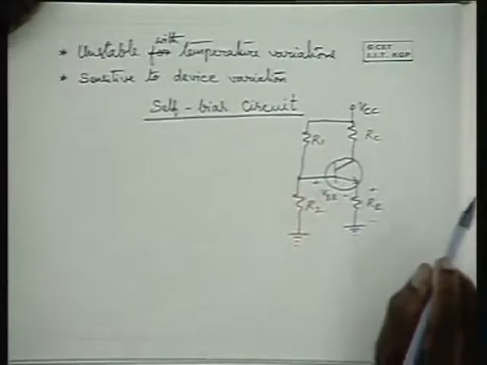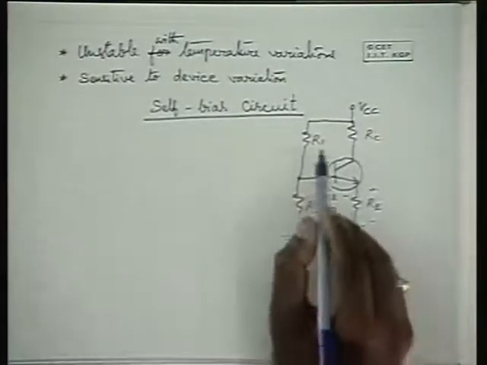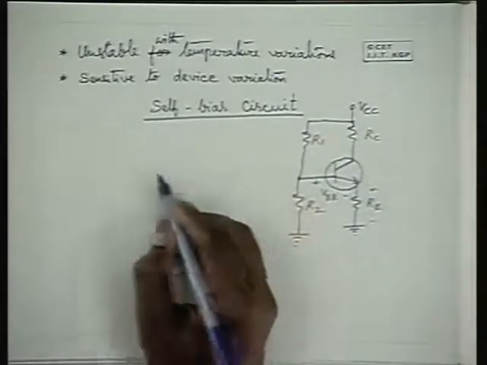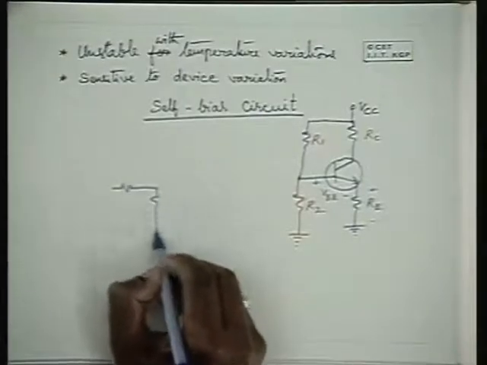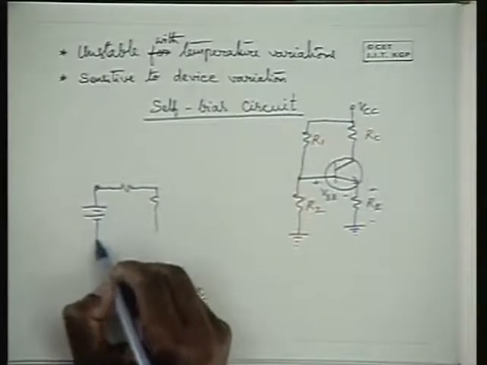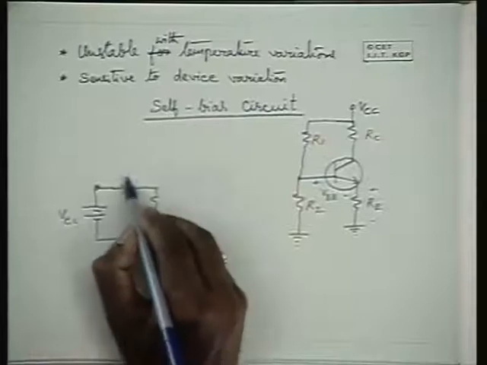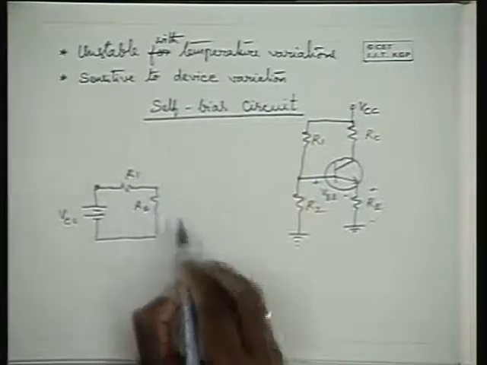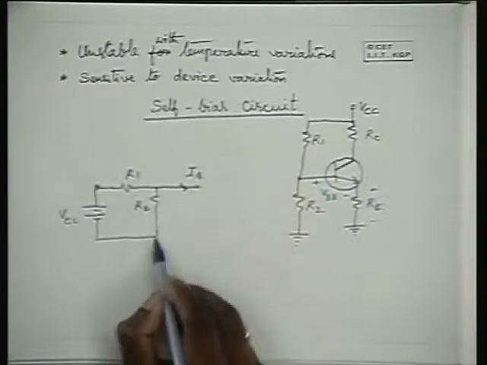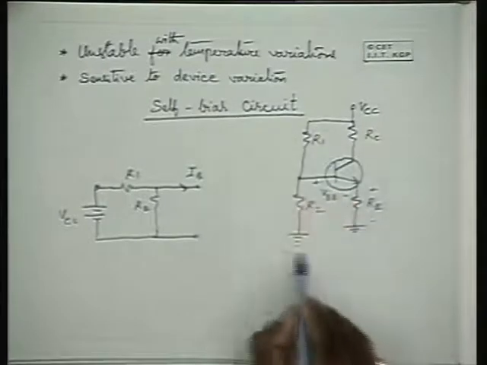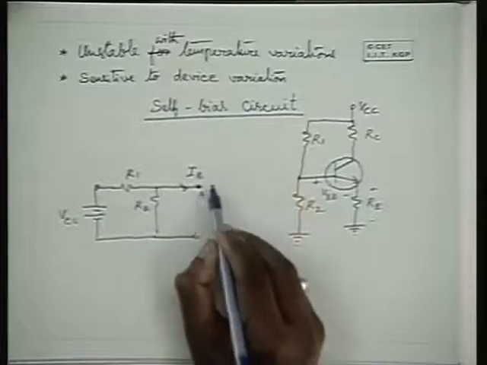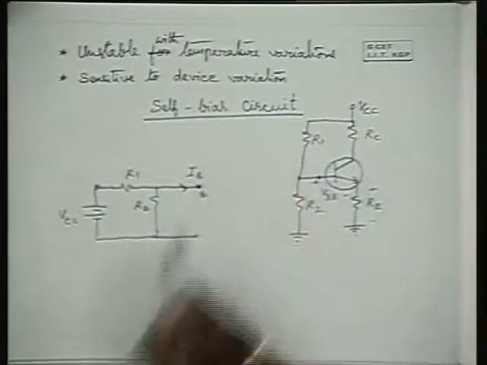Now let us analyze this circuit. On the input side here, if I treat this as being supplied like this, so there is a supply here, VCC, this is R1, this is R2, and this is going into the base. So this input side circuit is being redrawn in this fashion. This is going to the base point of the transistor.